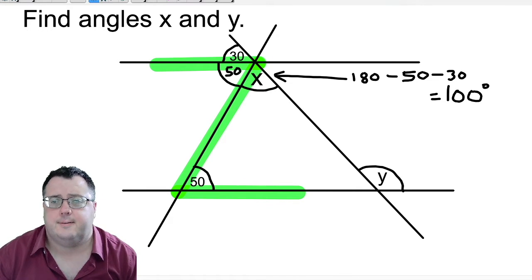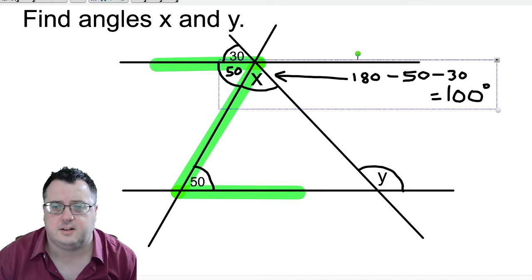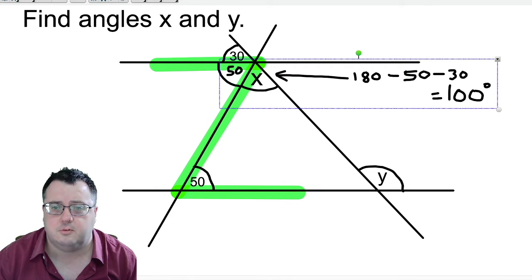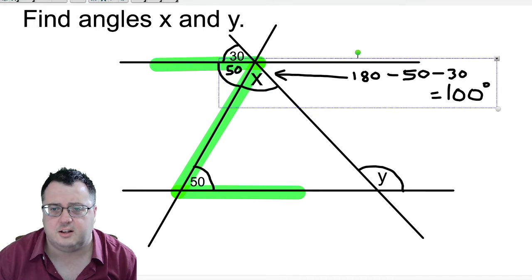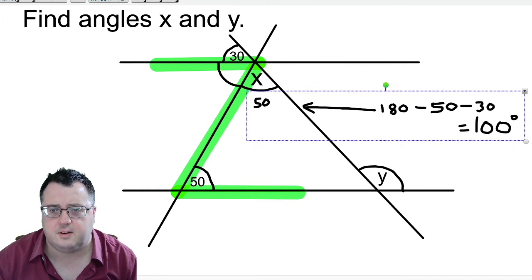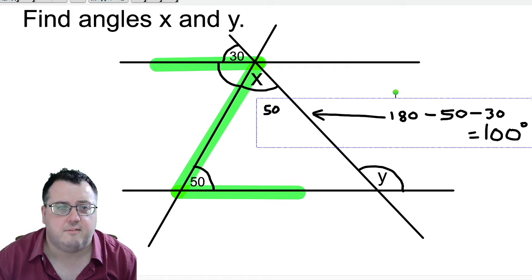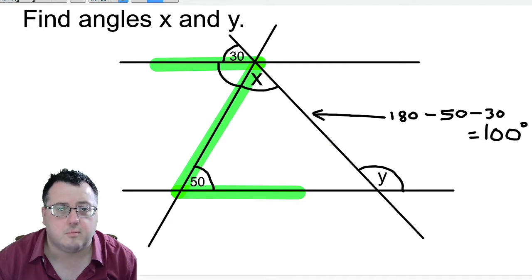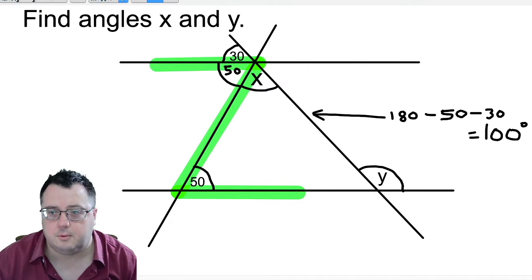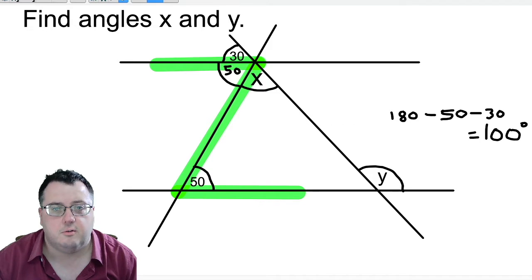What about y? Well, I'm going to move my working here for x. Oh, can I move it? Yes, I'll move it very slightly. Move it down here. That 50 can be rewritten at the top here. And instead of an arrow, I'm going to remove that and put x equals.